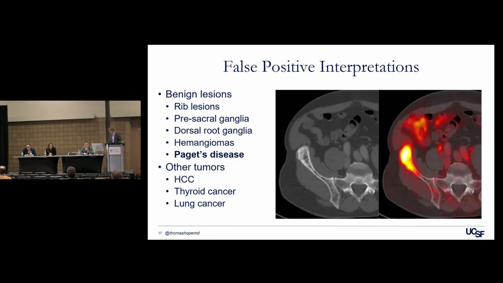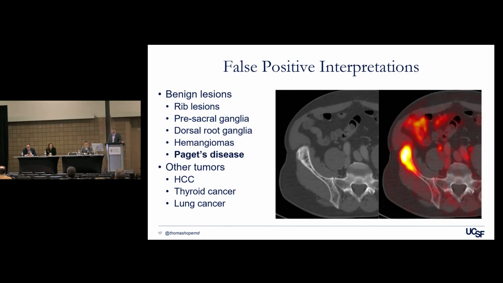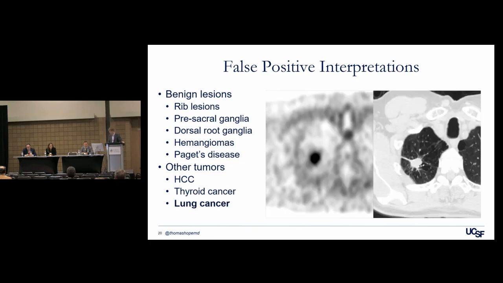Dorsal root ganglia, which we skipped over there, hemangiomas, Paget's disease here, classic appearance on CT. There is a characteristic appearance in Paget's, which is confusing. It's a cotton wool appearance. It looks like a sclerotic rounded lesion, which for all intents and purposes looks just like a MET. The second patient we ever imaged with PSMA back in 2015 had cotton wool Paget's disease, and no one had actually described Paget's disease having uptake with PSMA PET, so we were scratching our heads for quite a while trying to figure out what that was.